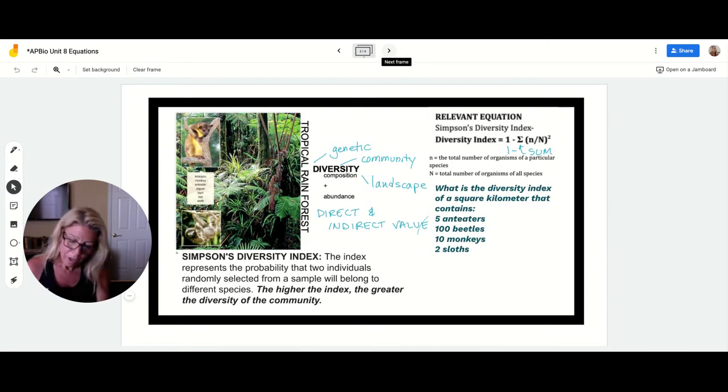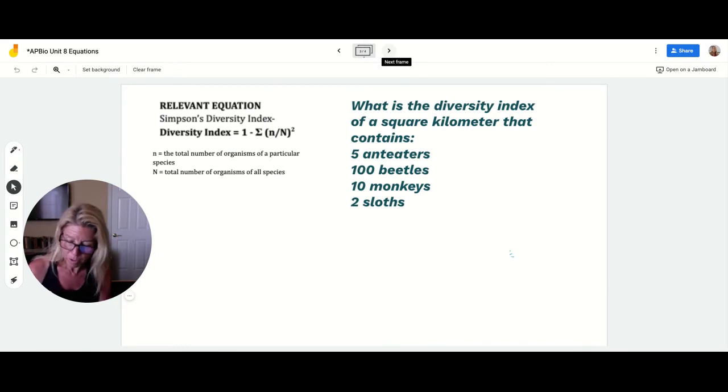And remember, what it's measuring is the probability that two individuals randomly selected from a sample will belong to different species, right? And the higher the index, the higher the number that our diversity index is, the greater the biodiversity. So let's take a very simple community. I've just listed 4 species, all right? So let me do it with you. I'll start you out, okay?